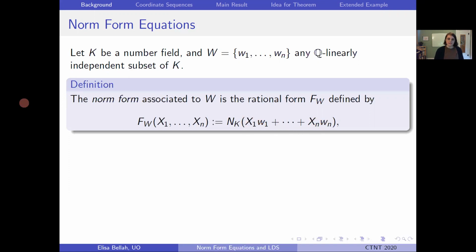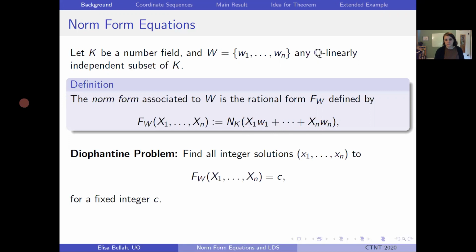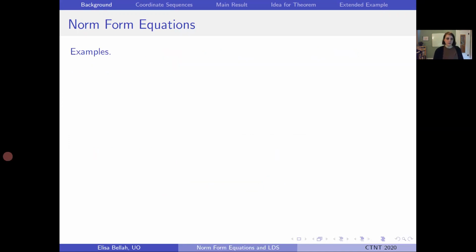You can show that this is, in fact, a rational form, and so you can pose this Diophantine problem of finding all integer solutions to equations of this type. Let me give you two examples to show you that this is likely familiar and also an interesting problem.